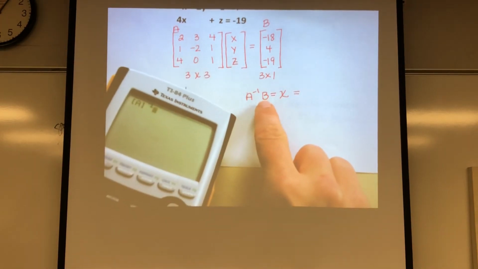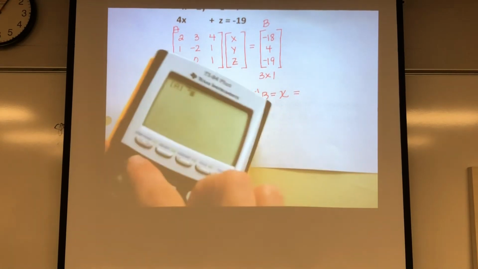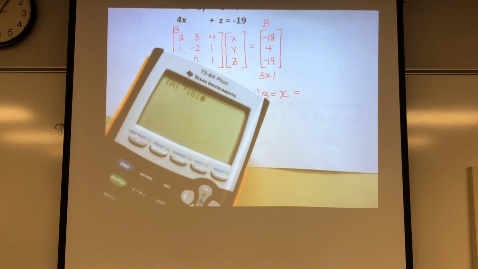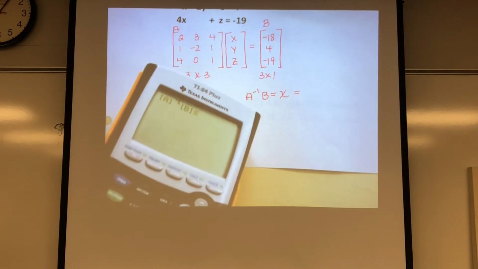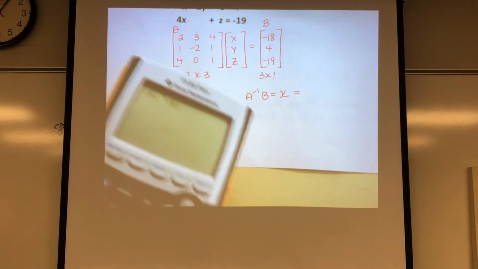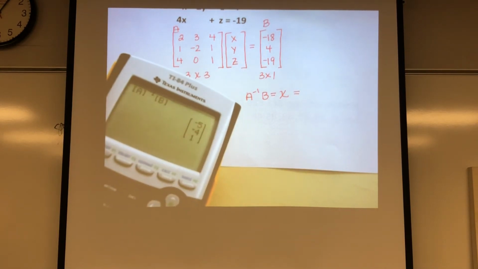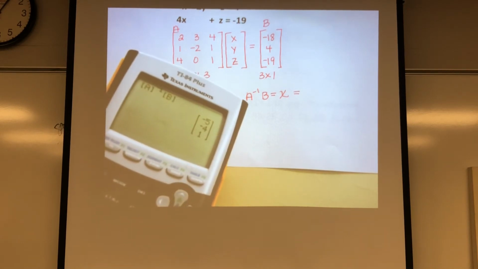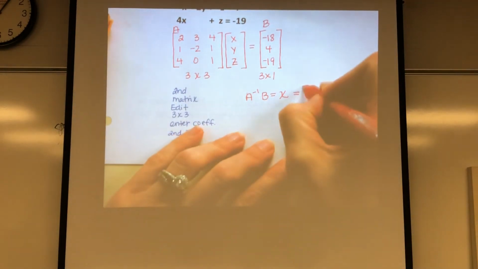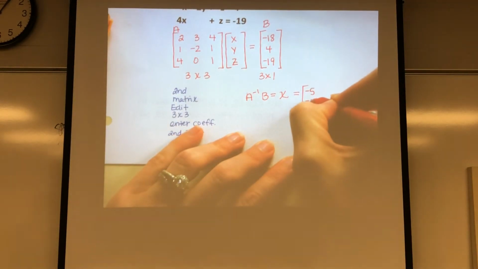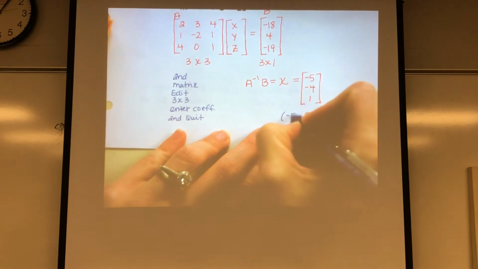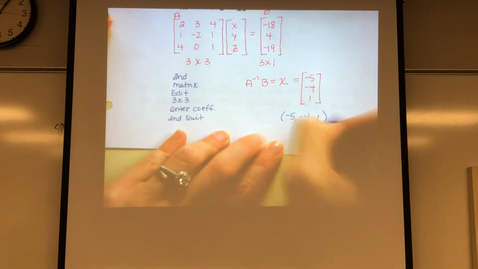Now I need to go back, don't hit enter or anything, go back and get matrix B. So second matrix, arrow down to matrix B, hit enter. So we have A inverse B on our home screen, which is what we also have on our paper. Now we can hit enter, and it gives us the coordinates of the intersection of those three lines, -5, -4, 1. So -5, -4, 1, which represents the ordered triple, -5, -4, 1.